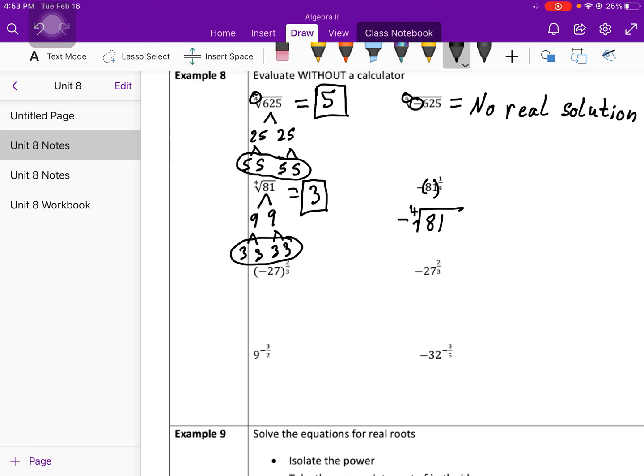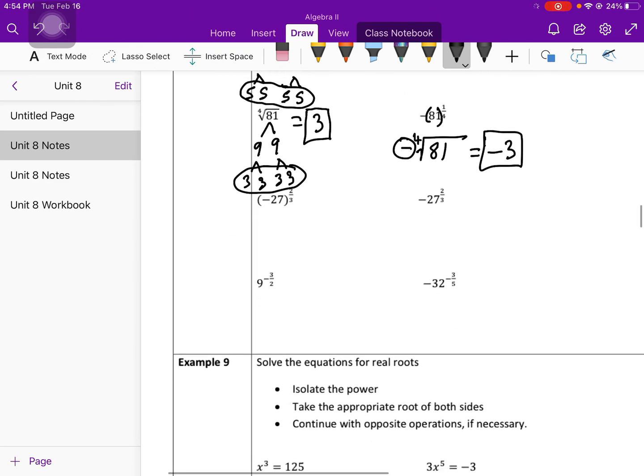We have to get good at going back and forth rewriting these. And we just did the fourth root of 81. We got 3, but because of this negative sign, our answer is going to end up being negative 3. And the reason it's okay to get a real solution this time is because the negative is outside of the radical. If it was inside, we would have written no real solution.